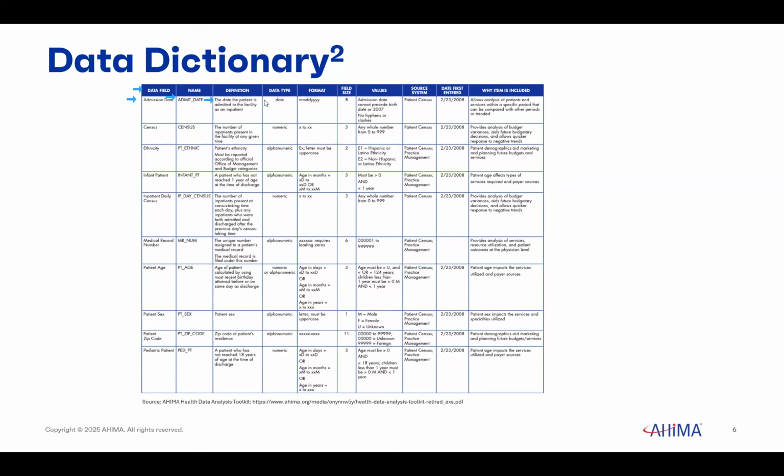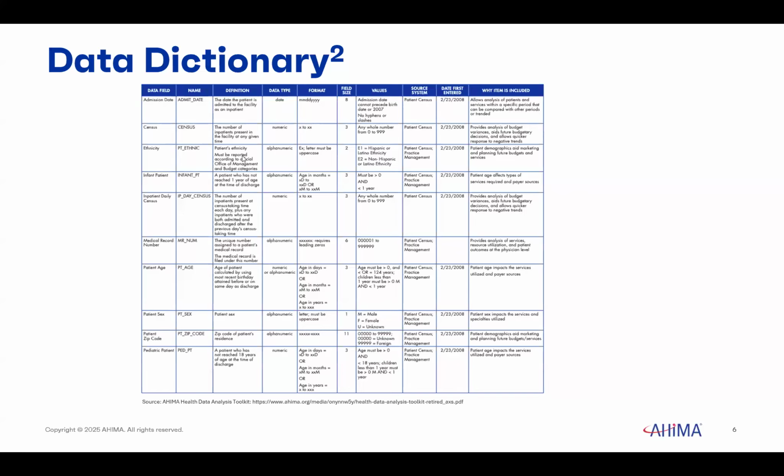So what type of data is it? It's a date. And then a really important part, the format: month, day, and then 4 characters for the year. And then the field size. In this case, it's 8. And then they have values, the source system, and then why the item is included. This is a great example of a data dictionary.